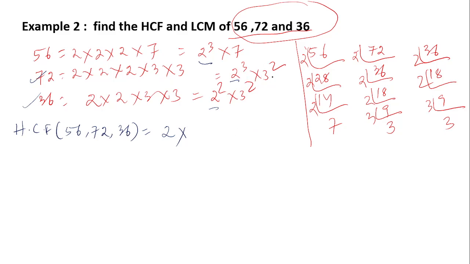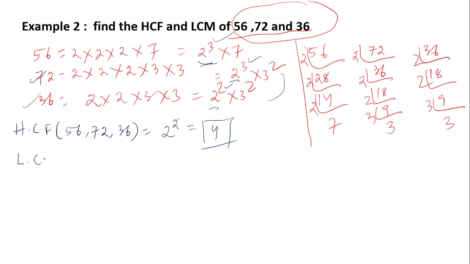Similarly, 3 is also not a common prime factor, though 3 exists in the prime factorization of 72 and 36, but 3 doesn't exist in the prime factorization of 56. So there is only one common prime factor, that is 2. According to the definition, we need to write the smallest power of this common prime factor. Here 3, here 3, here 2. So we need to write 2 as the power. So it is 4. Then the HCF of 56, 72, and 36 is 4.